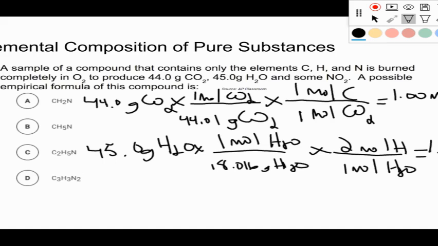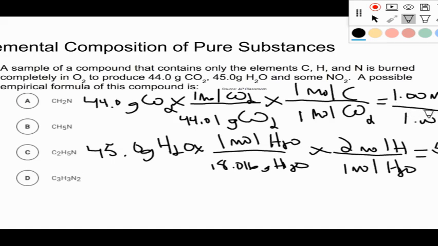Hold on, let me recalculate that one. That does not. That ends up being 5. That's what I get for trying to do math in my head. It doesn't ever go well. So it ends up being 5.00 moles of H.